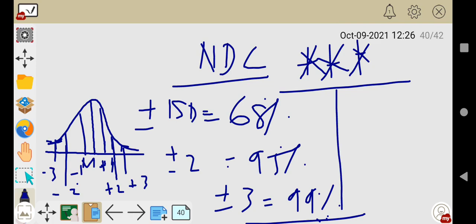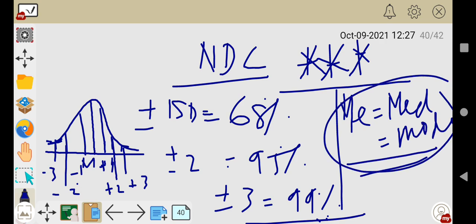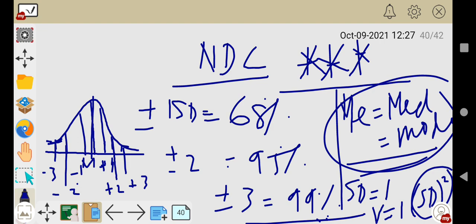And there are other features like mean equals median equals mode. They all coincide. Okay. Standard deviation is equal to 1. So variance will also be equal to 1 because variance equals standard deviation squared. So 1 square equals 1. Okay. Area under the curve is equal to 1. Okay. It is bilaterally symmetrical, bell shaped, and the tail never touches the baseline as I mentioned.